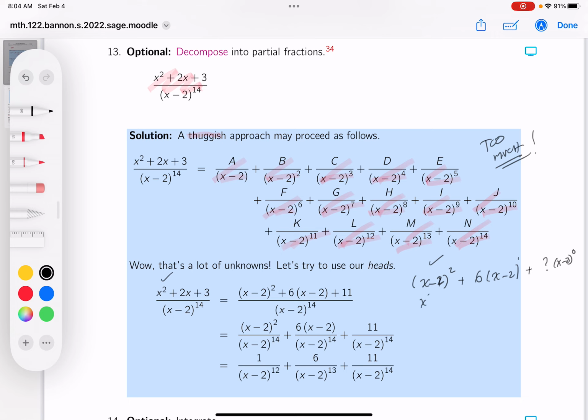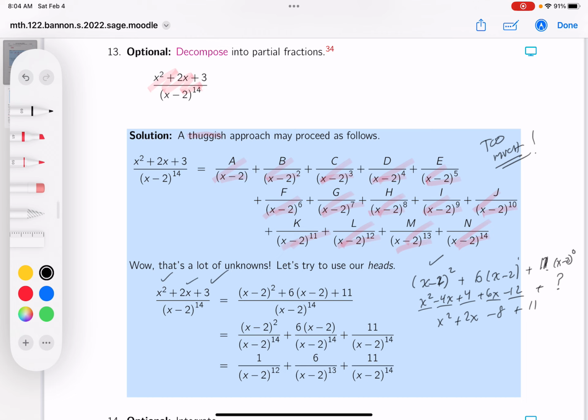You get x squared, you get minus 4x plus 4 plus 6x minus 12 plus this question, right? What's there? What do you get there? x squared plus 2x. Again, we need to get those. What's 4 minus 12? Minus 8. Now, what do we need? We need a plus 3, right? How do we get the plus 3? Well, I'd have to add 11 to that. All right, so what's this question mark over here? 11, all right? That's where this stuff is coming from.